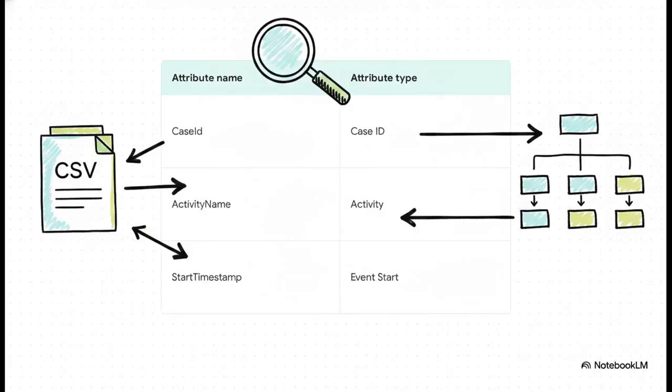For your baseline mapping, you basically just need to link your CSV file's specific column names to Power Automate's required attribute types. For instance, your case ID column maps to the case ID type. Activity name maps to activity, and start timestamp goes right to event start. Once those 3 are locked in, boom, you have the bare minimum requirements to generate a map.